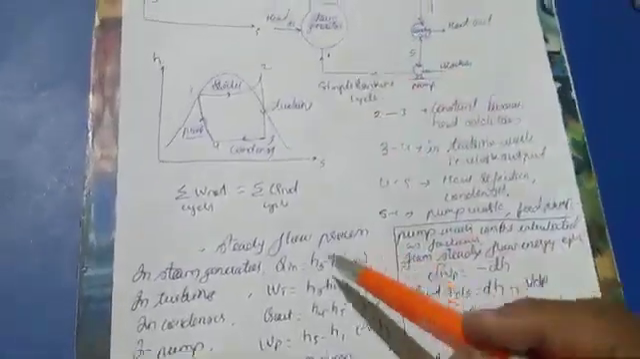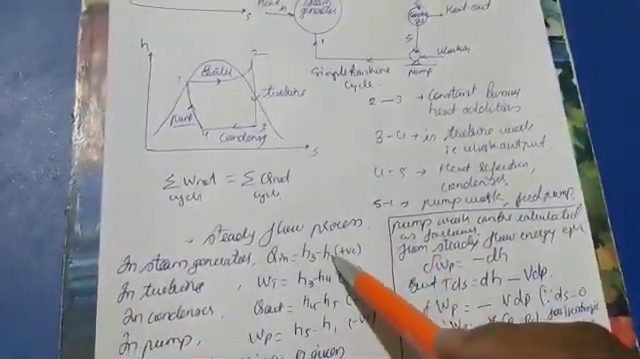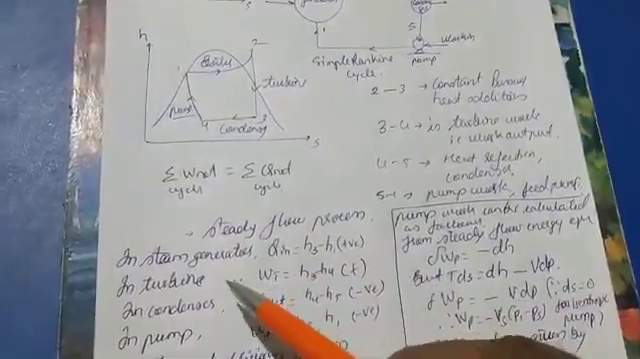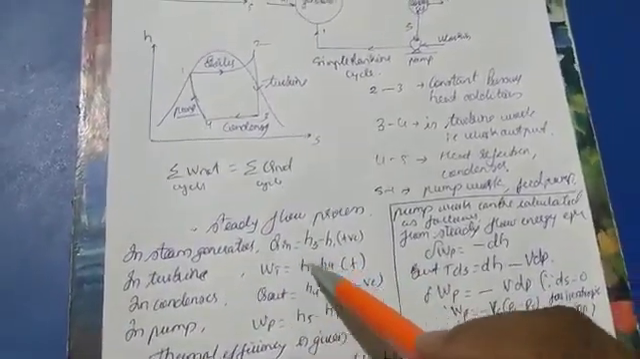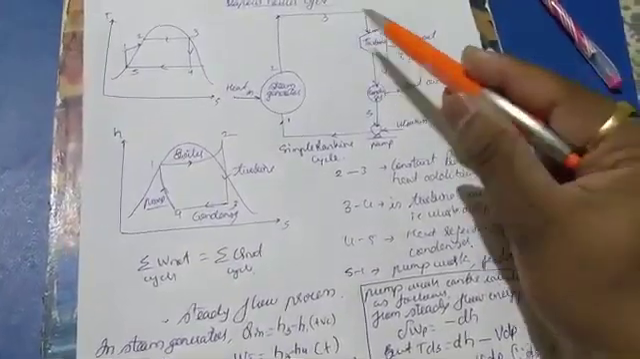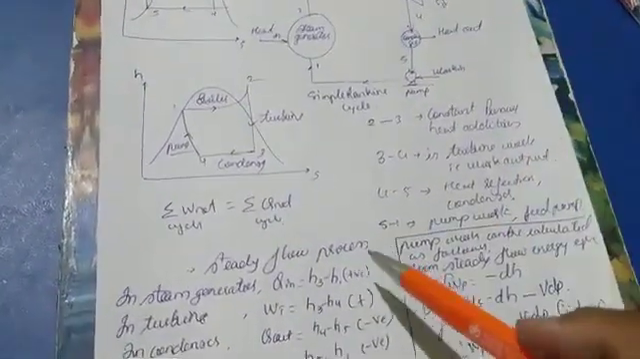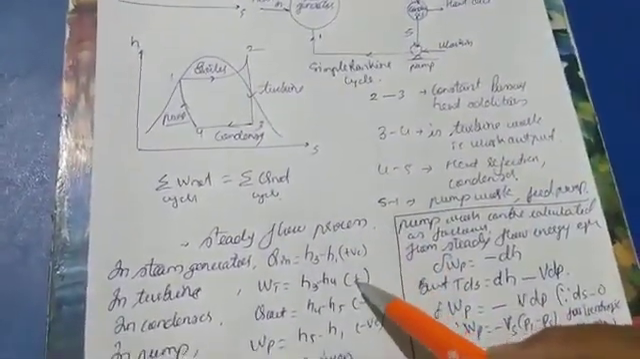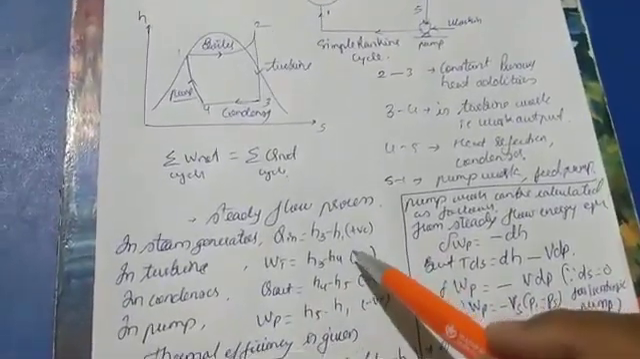Based on that theory only I have just written it here. H3 minus H1 is positive. In the turbine, that is the work done by the turbine. You can see here H3, H4: H3 is higher, H4 is the lower one. So in the same way, H3 minus H4 is positive, work is done by the turbine, right?